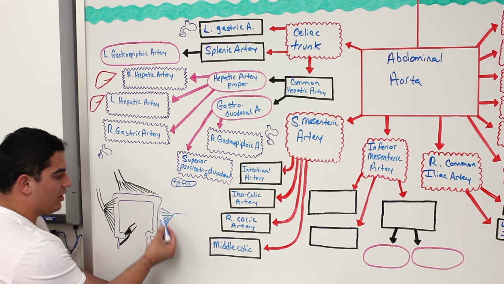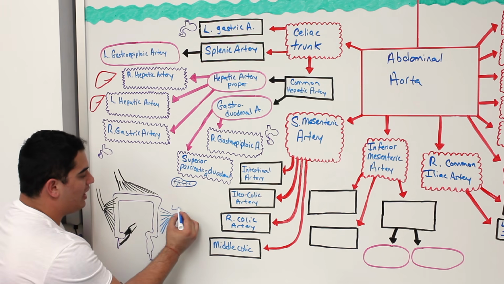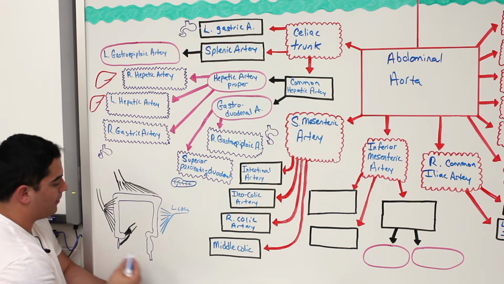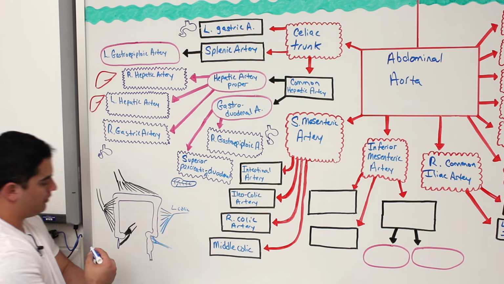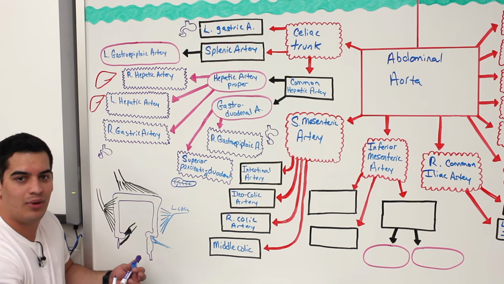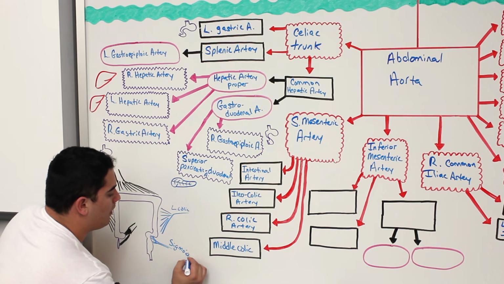Descending colon normally should be on the left side. So what should this one be? Left colic. Okay, so this one should be left colic. We'll write that over in a second. Then we have another branch here, and that's supplying the sigmoid colon. What do you think that one's going to be? Sigmoidal artery. And we'll write that over in a second.